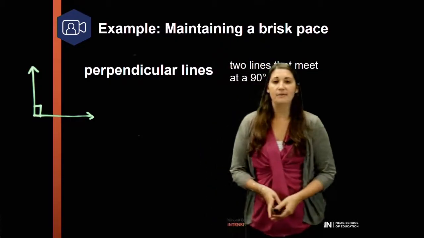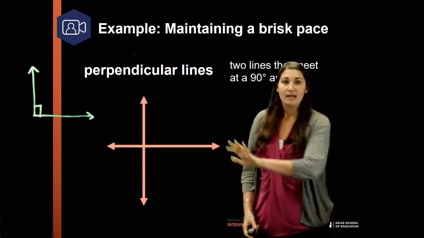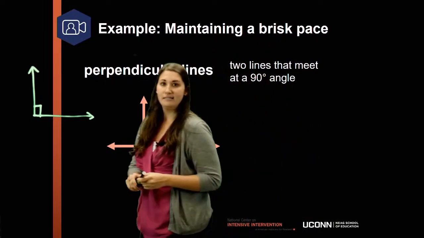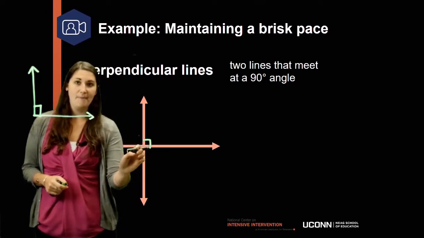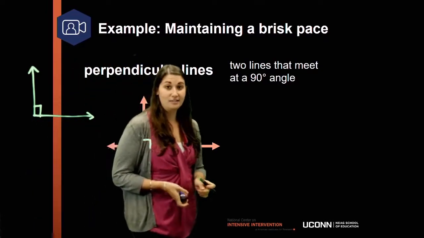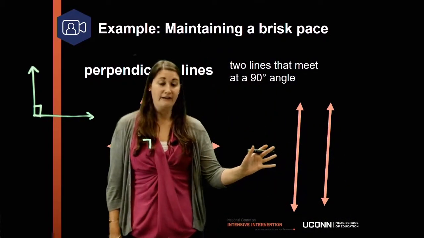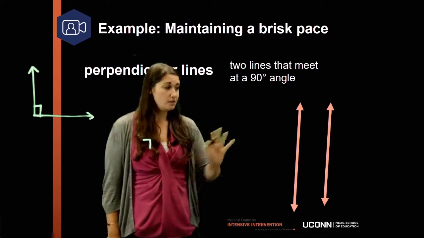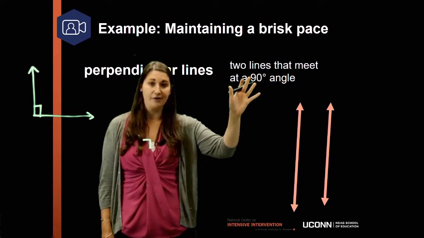Now let's look at some examples of lines and decide whether or not they're perpendicular. These lines here are perpendicular because they meet at a 90-degree angle. We can draw that box right on there to indicate that it's a 90-degree angle. These lines are not perpendicular. In fact, they're parallel because they never meet. So these lines are not perpendicular. They do not meet at a 90-degree angle.